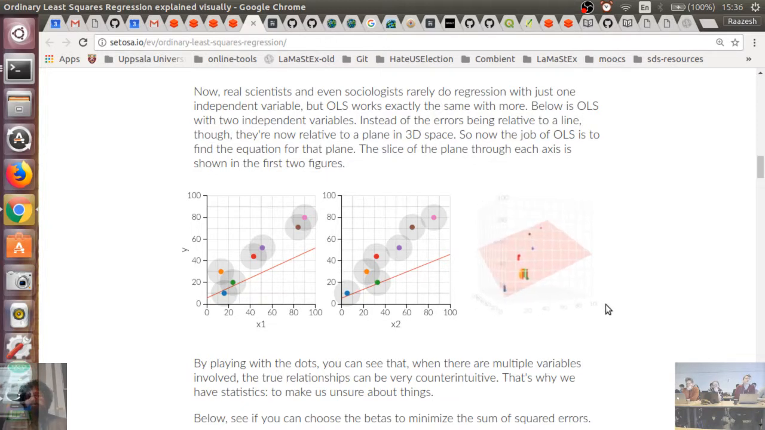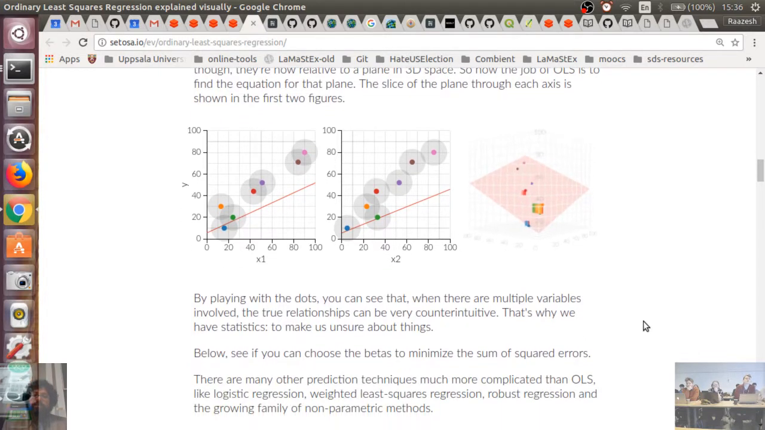So the same idea works in general. And of course, if you have a plane, you still have the z-intercept, and then you have the slope along x1, and then the slope along x2. Usually these are called betas. Beta 1, beta 2 are called slopes, and then beta 0 is usually the intercept.